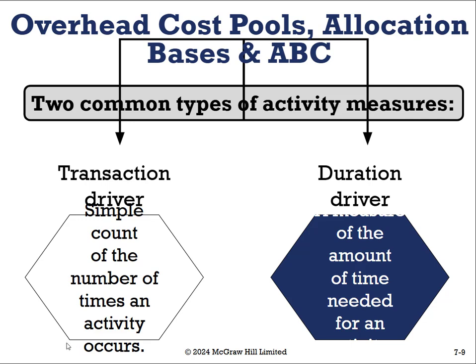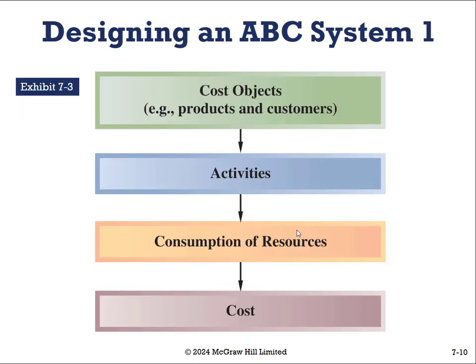On our transaction driver, we count the number of items and the activity that occurs. And for the duration driver, we count the amount of time needed. Okay, and these are common types of activity measures, although there could be basically an unlimited number. It could be square footage, if the square footage drives the amount of costs incurred. It could be a lot of different things, and that'll be given to you.